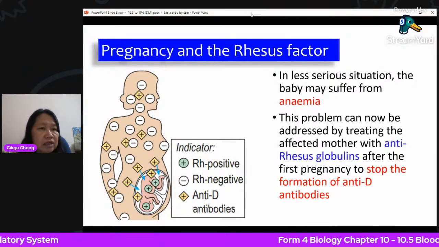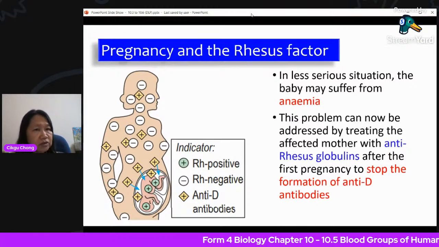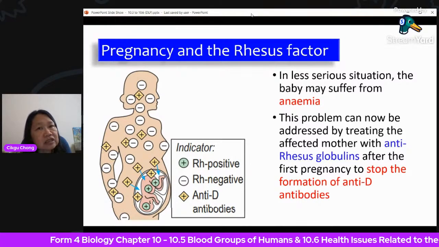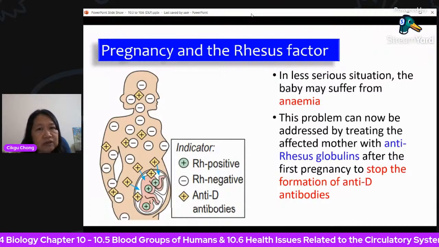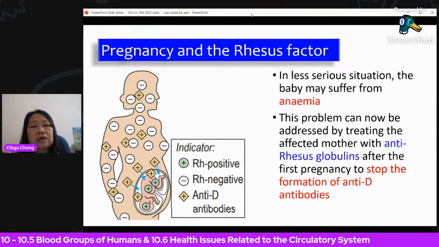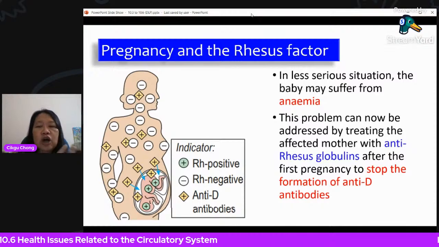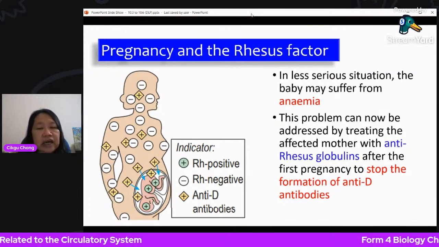So we inject the mother after the first pregnancy. We know that she already has this problem. The mother is now producing the antibody for this positive. So we inject the mother with this anti-rhesus globulin to stop the formation of anti-D antibody.